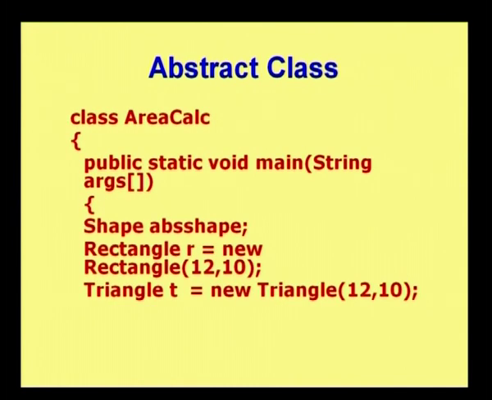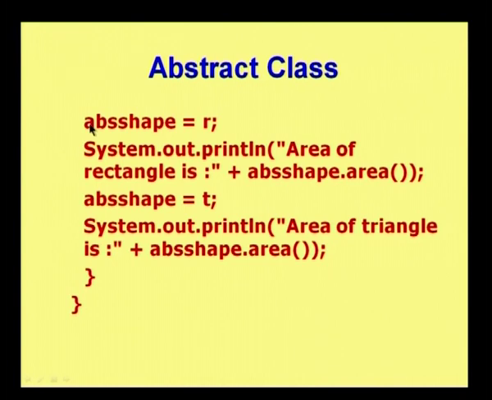Now, you can see that we have class area calculation, AreaCalc, and here shape. I have declared a variable for shape, and then I have created a rectangle object, and then a triangle object. This declared variable I assign an object of type rectangle, then an object of type triangle, and then I try to access the method for area. So now this variable shape is going to access the area method of your rectangle object, and here it is going to call the area method of your triangle object.